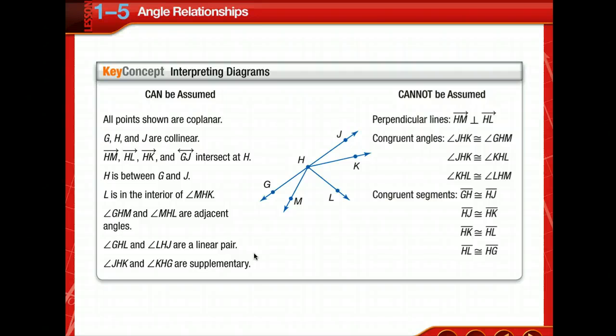Now there's a few things that can and cannot be assumed. Things that cannot be assumed must be marked, or we must be given this information. So we can't just assume that HM is perpendicular to HL, can we? So I want you to pause for a moment and read through each of these to give you an idea when we're working what you can say is happening in the problem, what you can assume, and what you cannot assume.